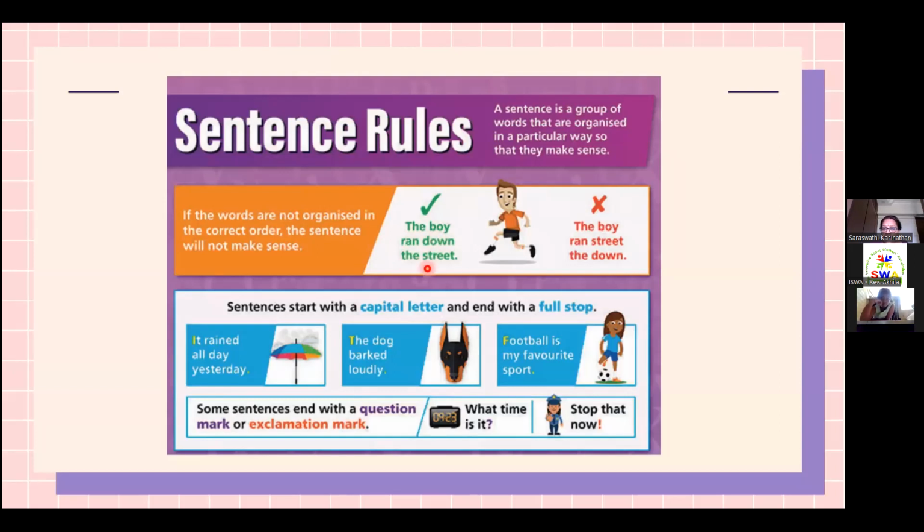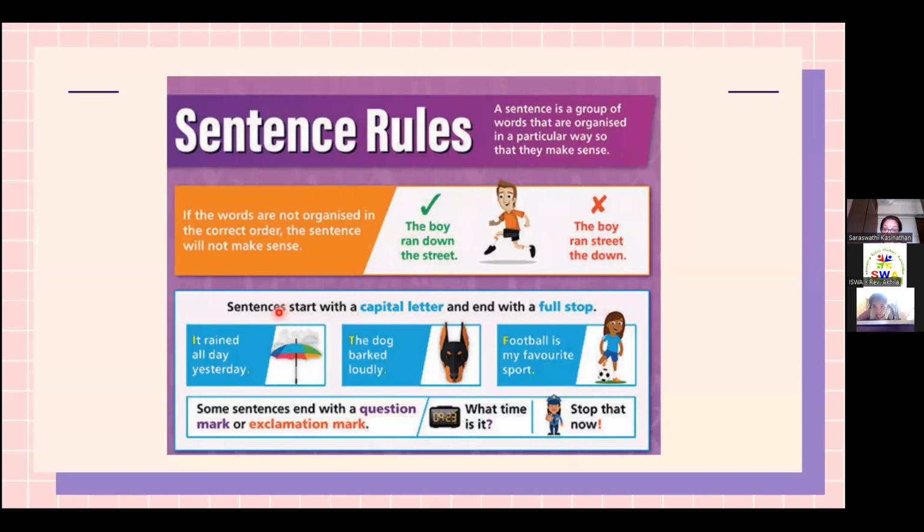The boy ran down the street. So you understand what is being said, right? Here, the boy ran straight down. Does it make sense to you? It didn't make any sense, right? So the most important rule of a sentence: it must make sense to the person who's reading or listening, okay?